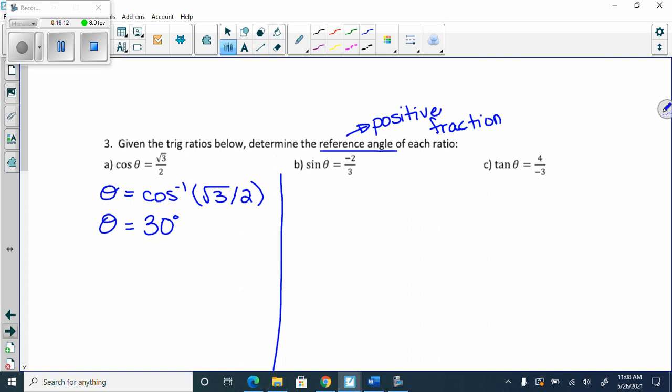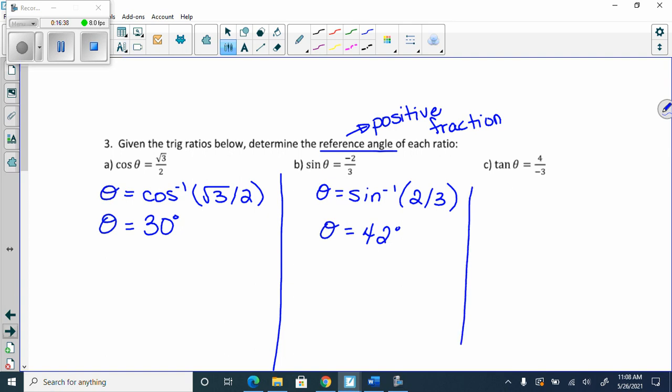Now this one, we're going to do theta equals sine neg 1 of 2 divided by 3. I don't know what that is. It's not a perfect one. It's going to be a decimal, to the nearest whole degree. We're doing the positive. So what did you get? Anyone? 42?